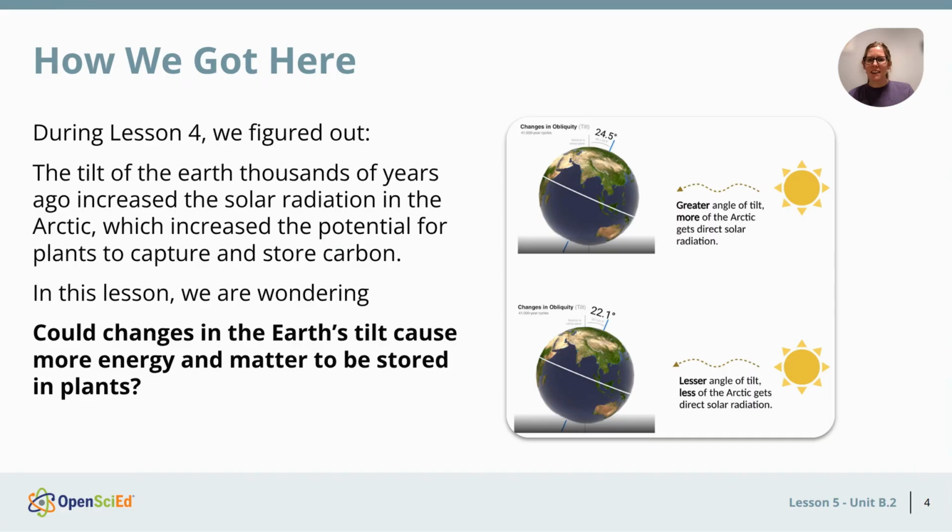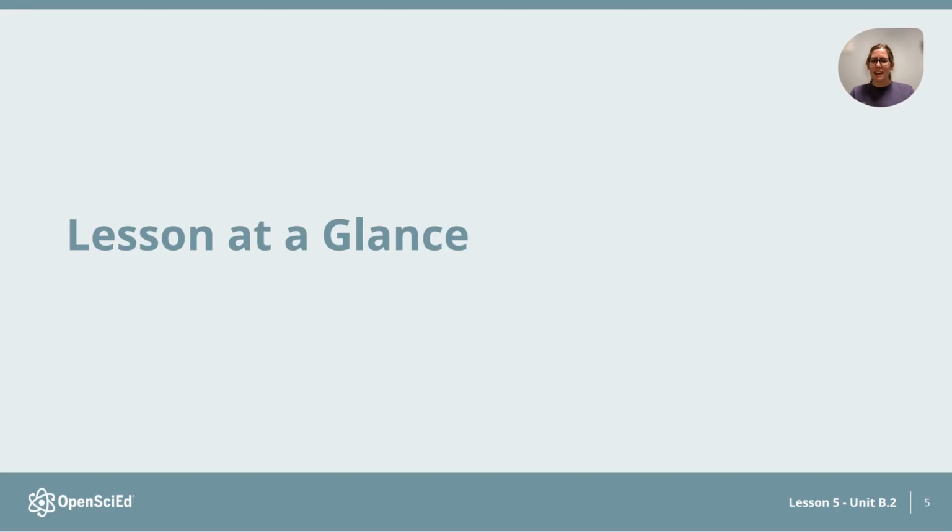All right, how we got here. During Lesson 4, we figured out that the tilt of the Earth thousands of years ago was different, that this increased the solar radiation in the Arctic, which increased the potential for plants to capture and store carbon. In this lesson, we're wondering, could changes in the Earth's tilt cause more energy and matter to be stored in plants?